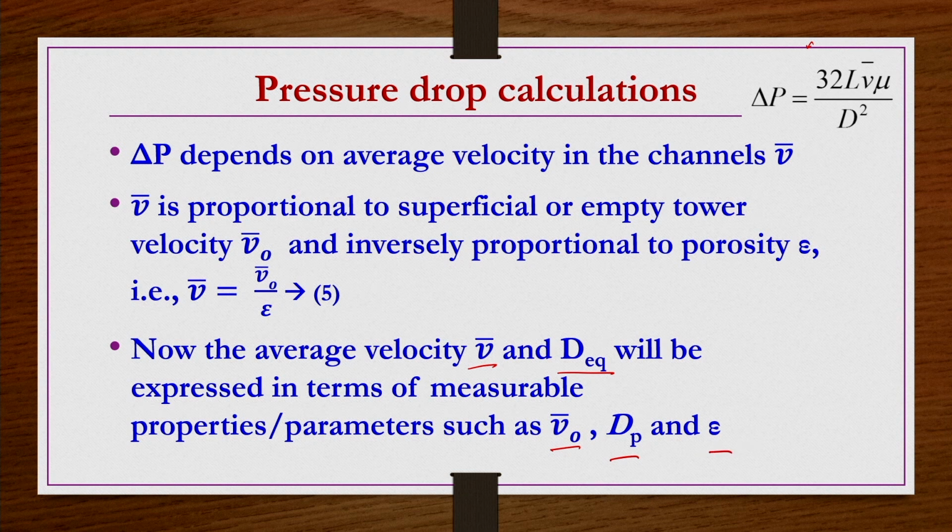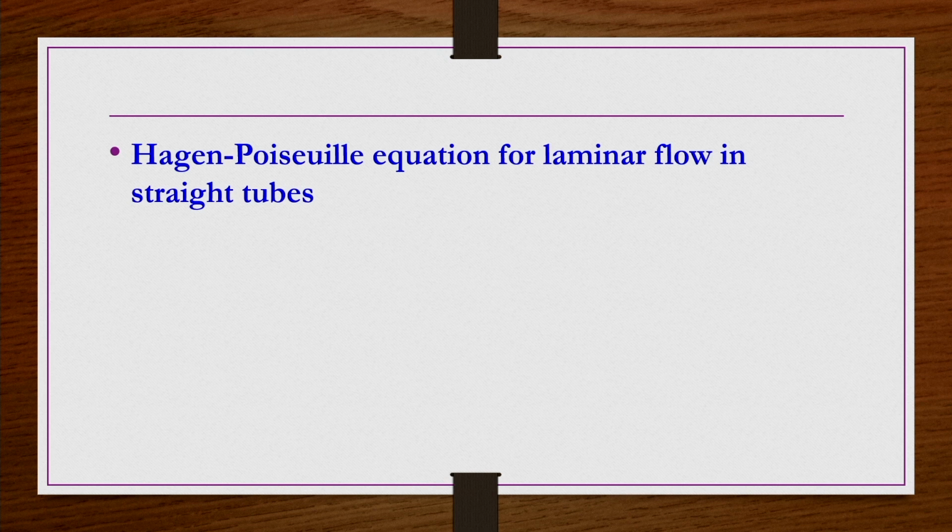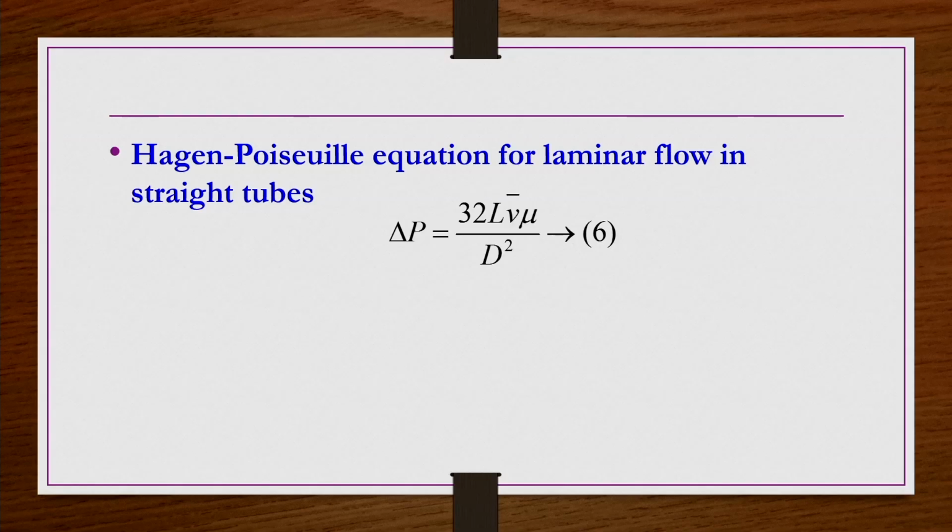Indeed, D equivalent we have already represented in terms of dP and epsilon, and V bar, just now we have seen, is V naught bar by epsilon. This information we are going to use in the Hagen-Poiseuille equation, the Hagen-Poiseuille equation for laminar flow in straight tubes without any packing. In straight tubes without any packing, if the fluid is Newtonian and flowing under laminar flow conditions, then pressure drop is 32 L V bar mu by D squared. This we already know here.